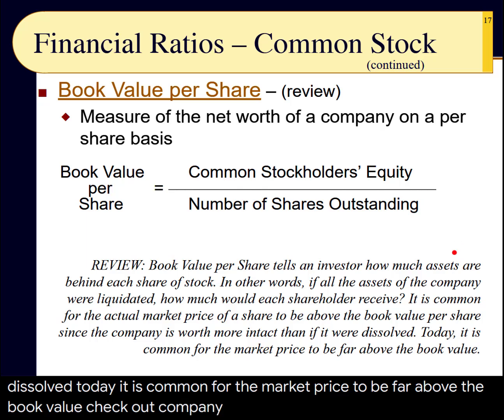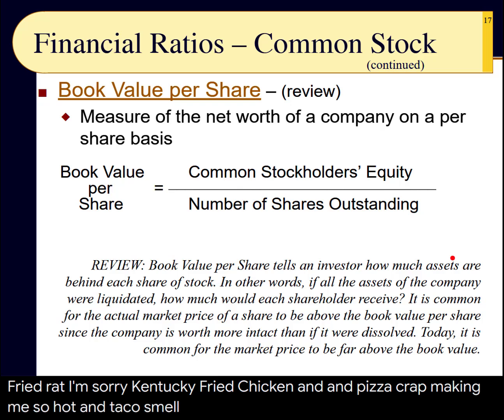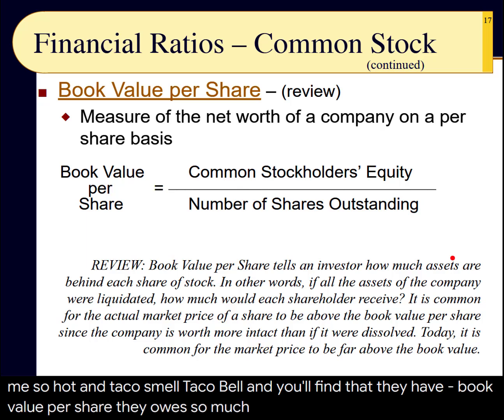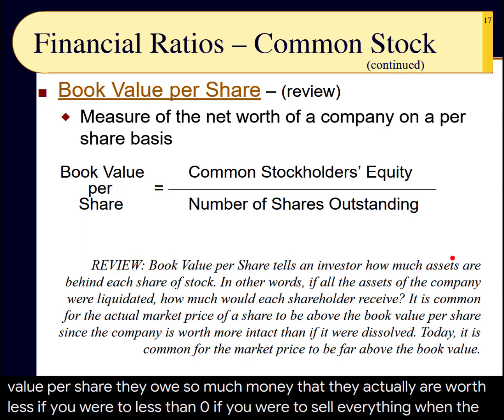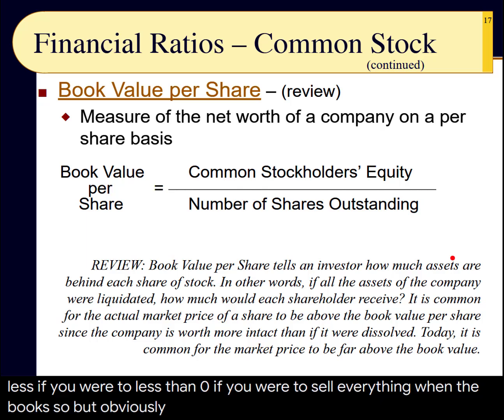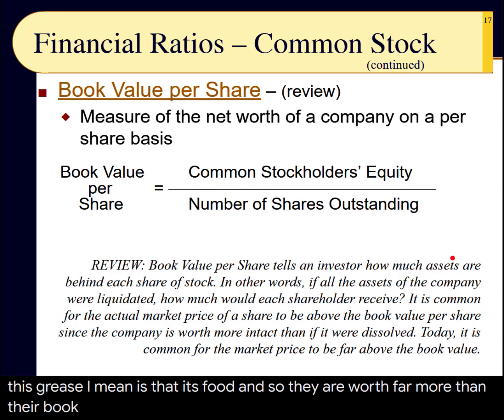Check out companies like Yum Brands, and that's Kentucky Fried Chicken and Pizza Hut and Taco Bell, and you'll find that they have negative book value per share. They owe so much money that they actually are worth less than zero if you were to sell everything on the books. But obviously, these people are still eating their food and paying a lot of money for this grease. I mean, this food, and so they are worth far more than their book value per share.